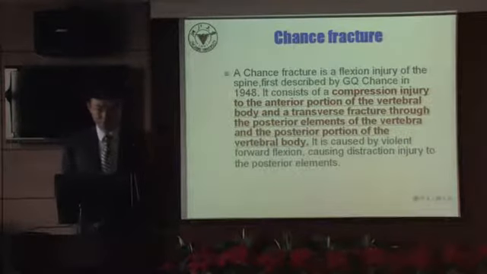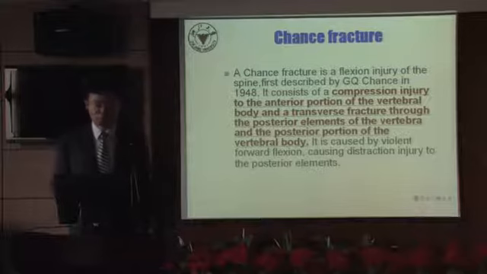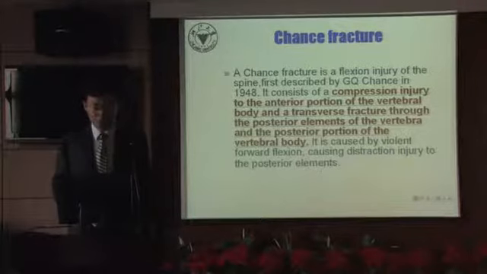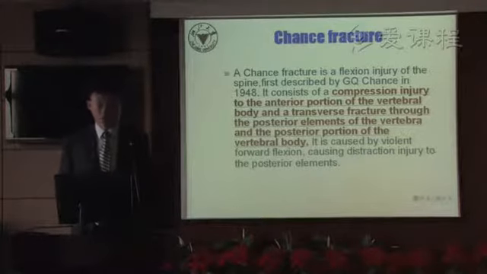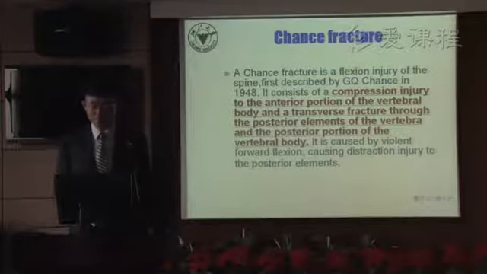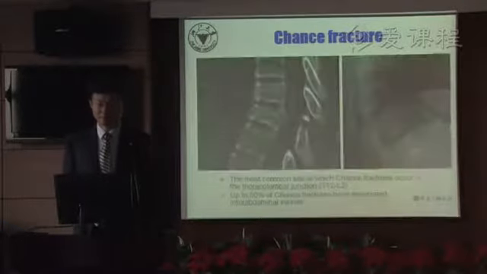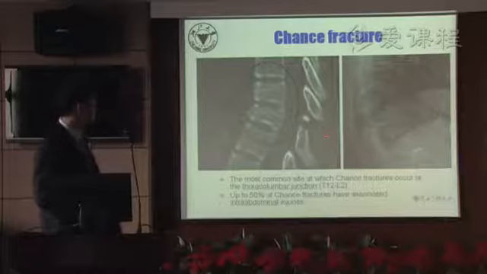Chance fracture. A Chance fracture is a flexion injury of the spine, first described by G.Q. Chance in 1948. It consists of a compression injury to the anterior portion of the vertebral body and a transverse fracture through the posterior elements of the vertebra and the posterior portion of the vertebral body. It's caused by violent forward flexion causing destruction and injury to the posterior elements. This is a Chance fracture.